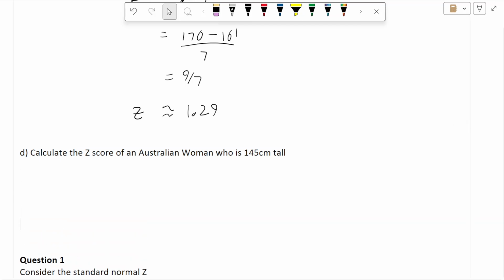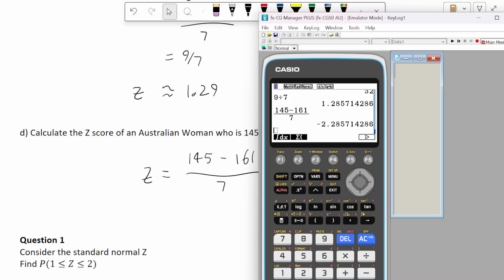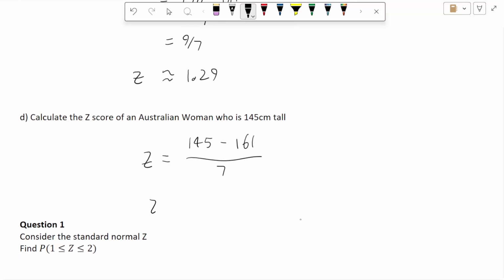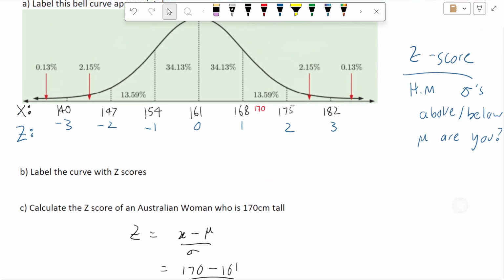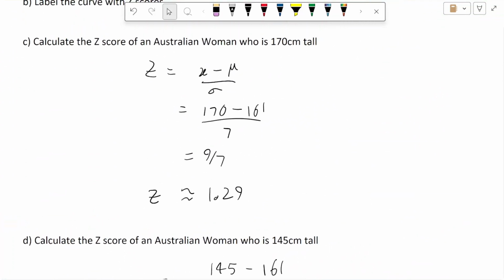Calculate the Z score of somebody who's 145. The formula works even if the number is less than the mean. So 145 take 161 over 7 gives us minus 16 over 7, or as a decimal, minus 2.29. Z roughly equals minus 2.29. And 145 centimeters would be sort of like here, and I would expect the Z score to be about minus 2.29. That's how they work. You can answer normal distribution questions with them.